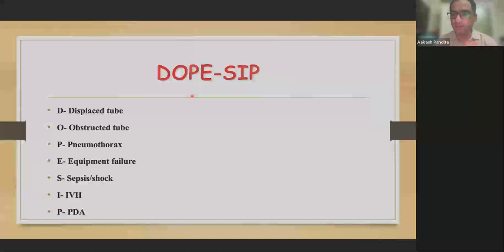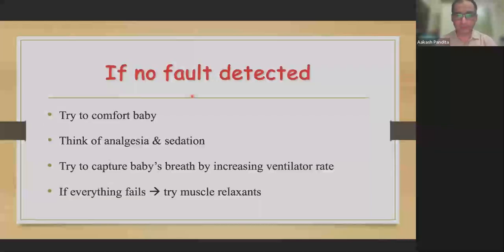The common mnemonic for the common causes of deterioration is DOPE SIP, that is, either the tube is displaced or the tube is obstructed. There is a pneumothorax, equipment failure, that is failure of the blender or ventilator, sepsis or shock, IVH and PDA, which are more common in preterm babies.